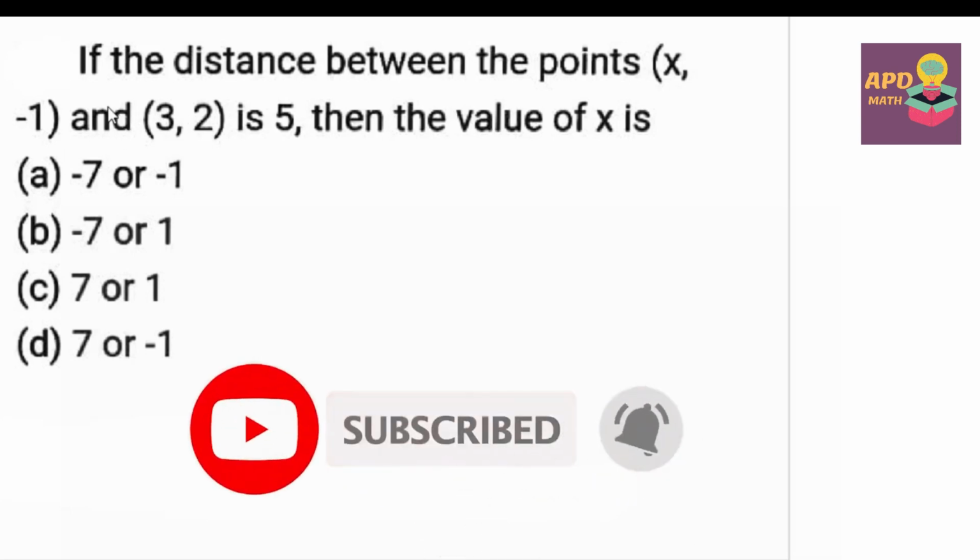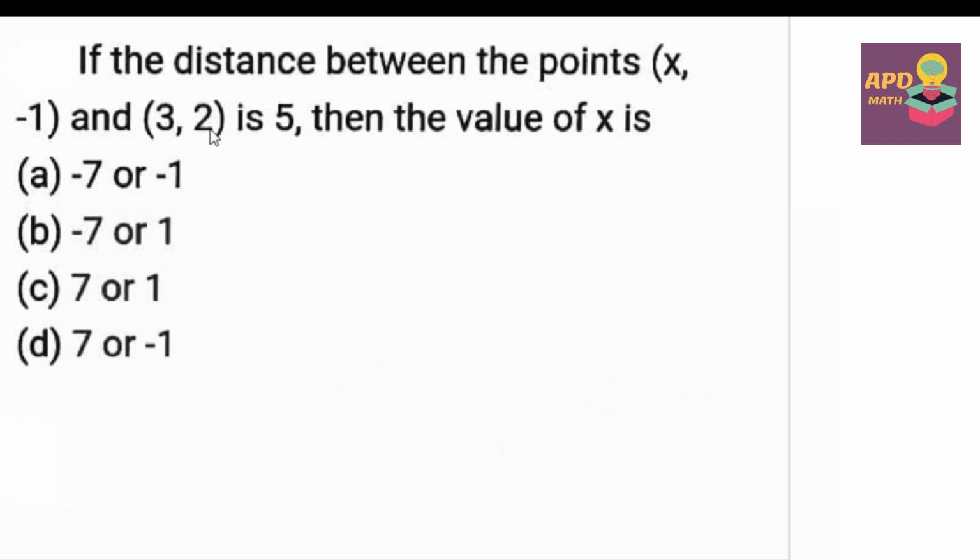Now the next question. If the distance between the points (x, -1) and (3, 2) is 5, then find the value of x. Here also we have to use the distance formula. The distance formula is the square root of (x2 minus x1) whole square plus (y2 minus y1) whole square.